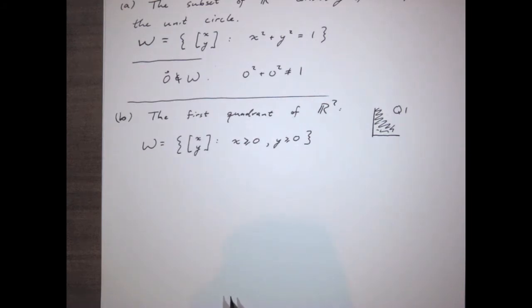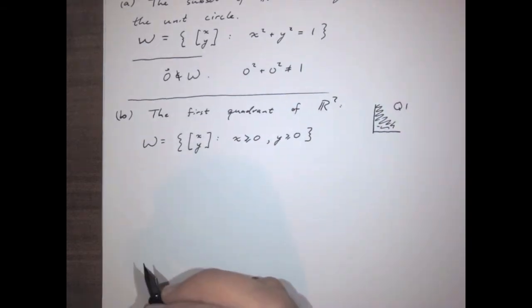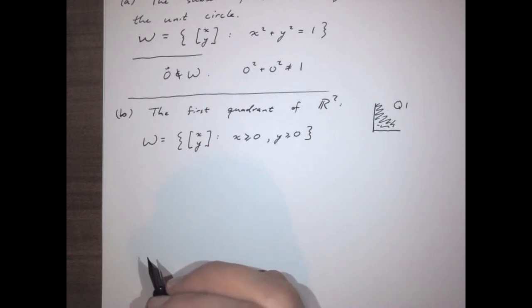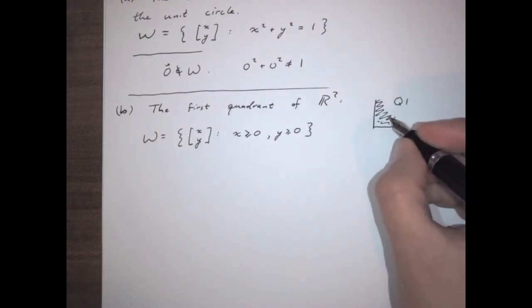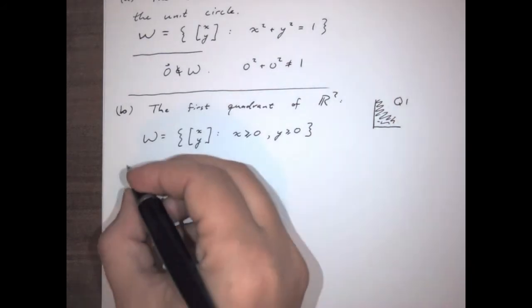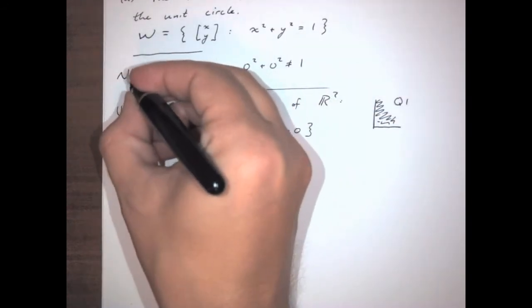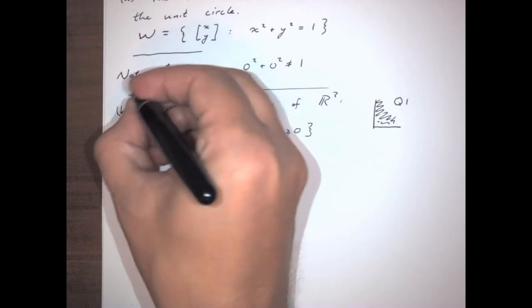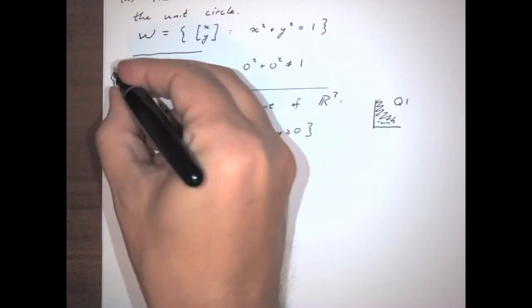Is 0 in this set? Yes, it is. Can you do a scalar multiple of elements of this set? The answer is not always, because if you take a scalar multiple of an element in quadrant 1, and that scalar is negative, then you're falling out of it. So this is not a vector space. And they are all not vector spaces.